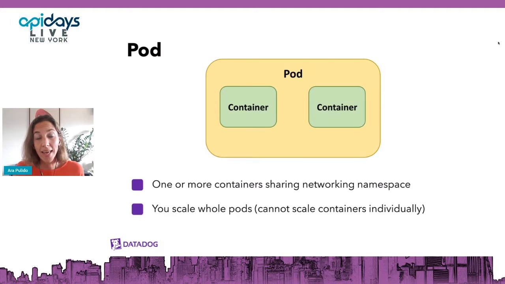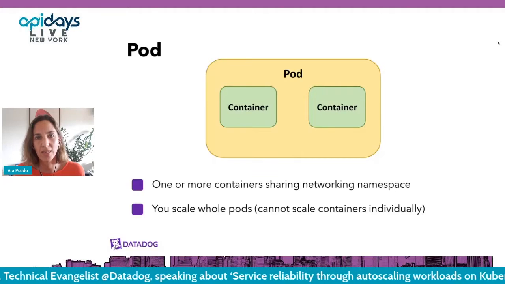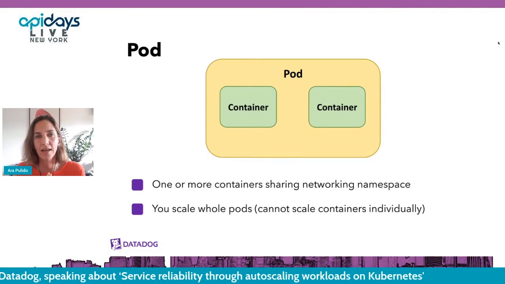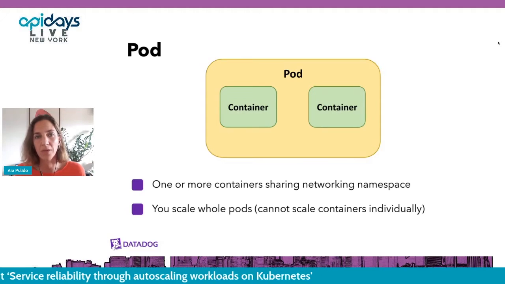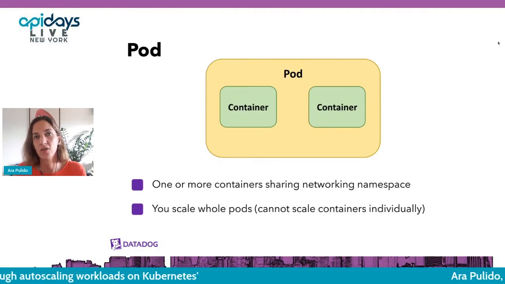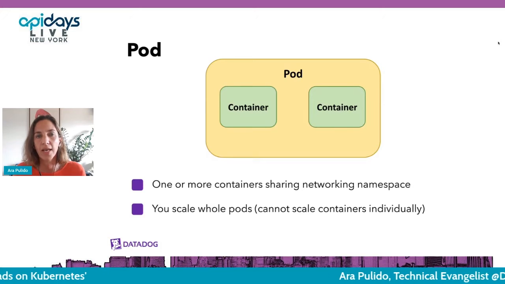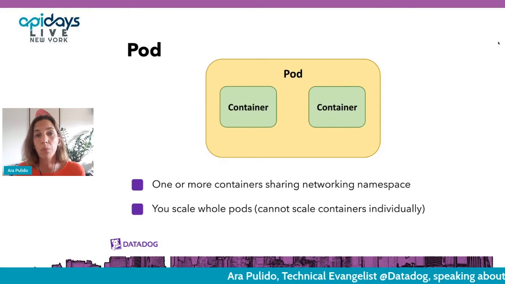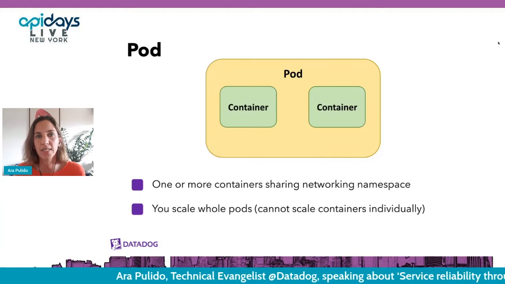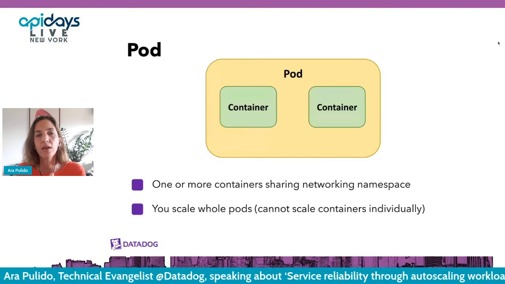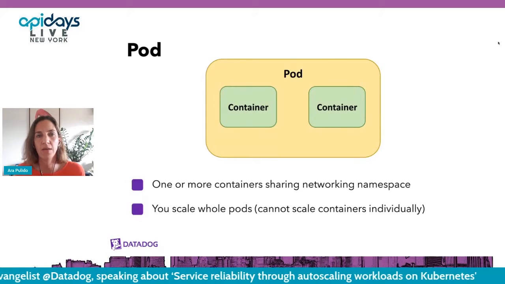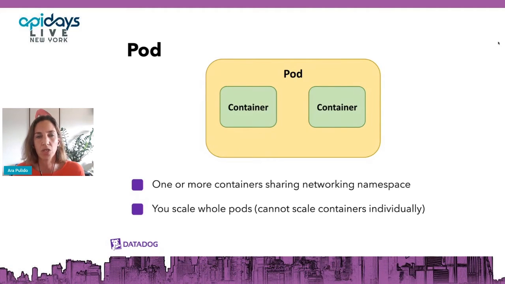Good. In case you're new to Kubernetes, I'm going to start by describing 3 things in Kubernetes that are very basic. So if you're not new to Kubernetes, this might be repetitive, but it's going to be quick, and it's going to make sure that everybody can follow along. So the first concept that I want to talk about is the pod. And the pod is the minimal deployable unit in Kubernetes, and it's basically one or more containers that share the same networking namespace, and therefore they can talk to each other through localhost if they want to. But from a scaling point of view, it's important because it's also the minimal scalable unit.